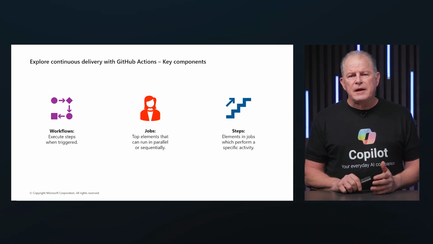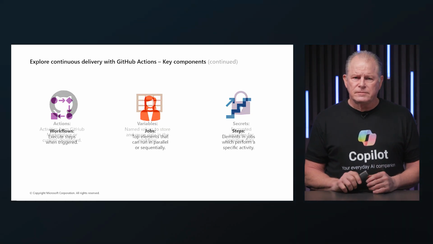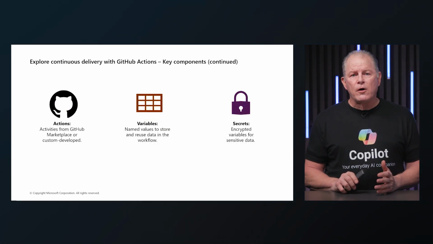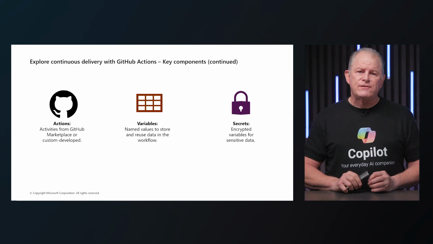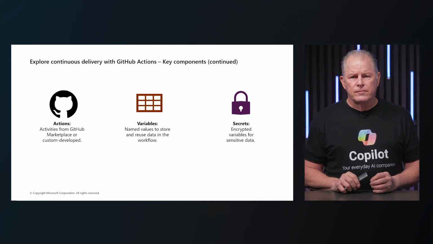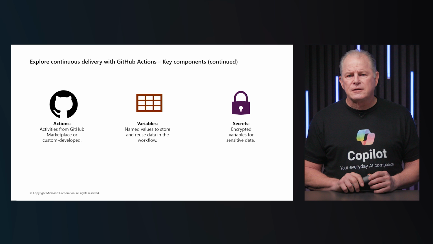A job is made up of one or more steps, and a step is made up of one or more actions, which perform a specific task within a workflow. Actions are the building blocks of workflows and can be used to automate tasks such as building, testing, and deploying code.